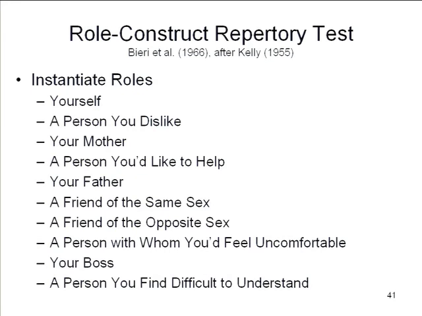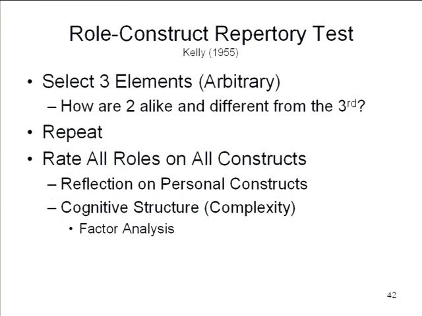Then, what Kelly would do is he'd go through the list, and he'd pick out triads of roles, like a person you dislike, your father, and a friend of the opposite sex. And he'd ask people to identify some way in which two of these people are alike and different from the third, okay? And then just to write down what that way is. Male, female, warm, cold, smart, stupid, good, bad, or whatever. And then you just kind of repeat that.